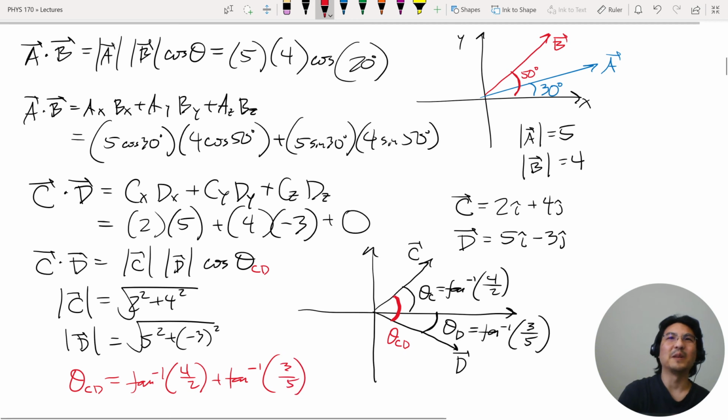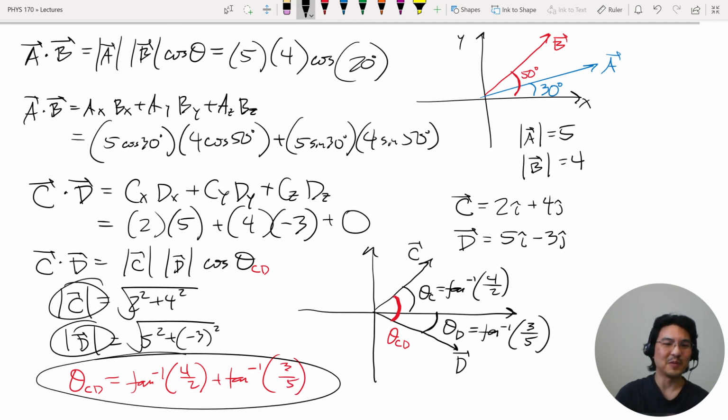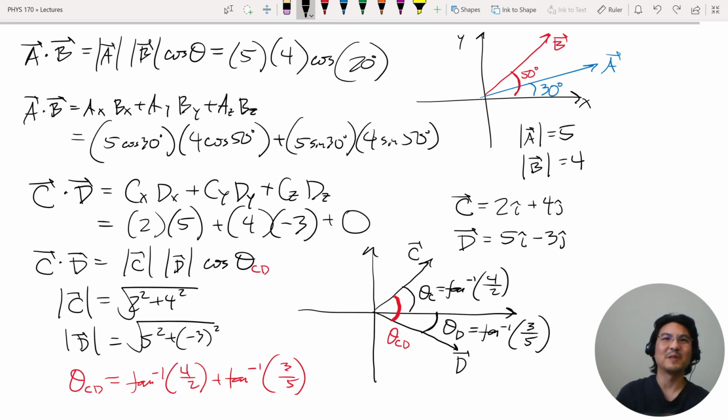Now we have everything we need to compute the dot product. We got both magnitudes and we got the angle between the two vectors. So just punch it in the calculator. My personal preference, I feel like this way was easier, but they're both correct.